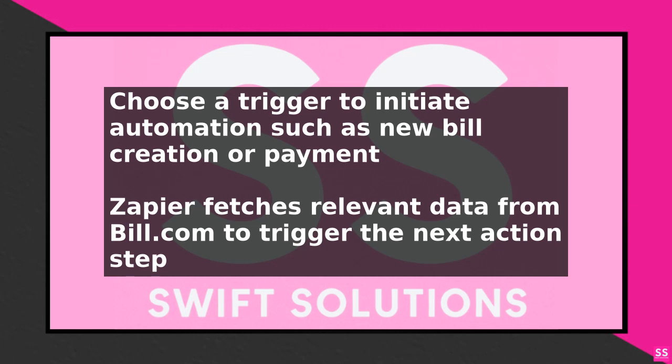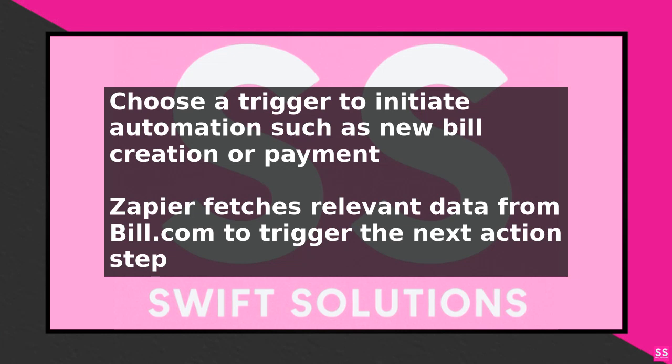For example, when a new bill is created in Bill.com, you can use Zapier to automatically create a new invoice in QuickBooks. Simply map the bill date, amount, and vendor from Bill.com to the corresponding fields in QuickBooks.